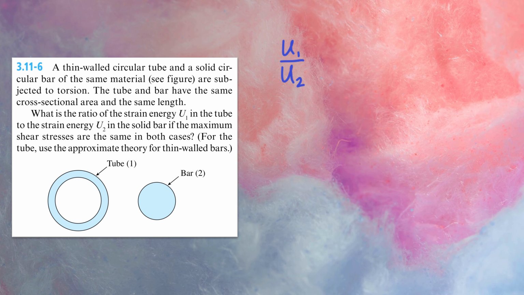So it's asking for a ratio, and recall that strain energy is torque squared times L over 2G times polar inertia. The reason I have J here is because in this class, J denotes that we are getting an approximate polar inertia. Since it says to use the approximate theory for thin-walled bars for our tube, that means we're going to be using our approximate polar inertia as well, which we denote as J.